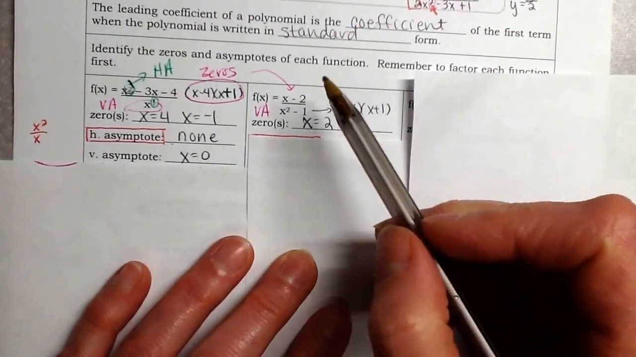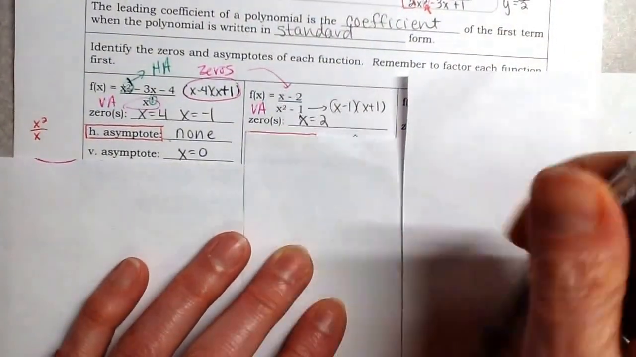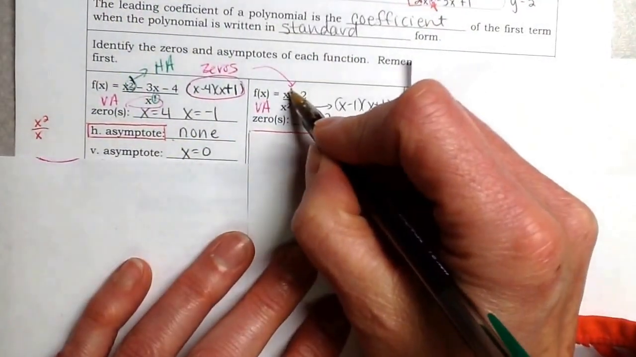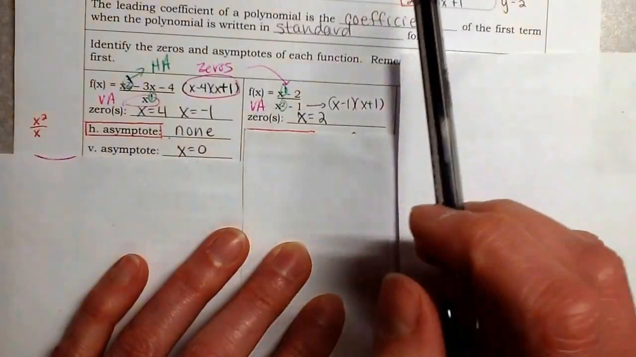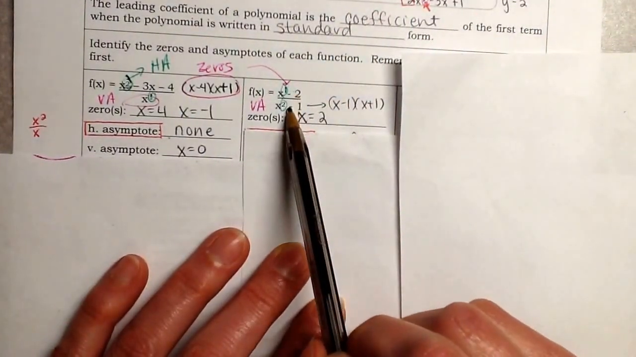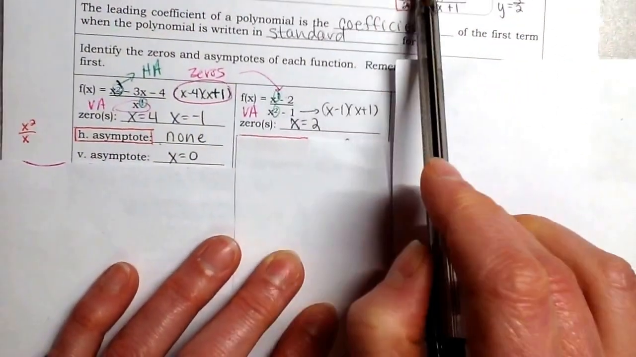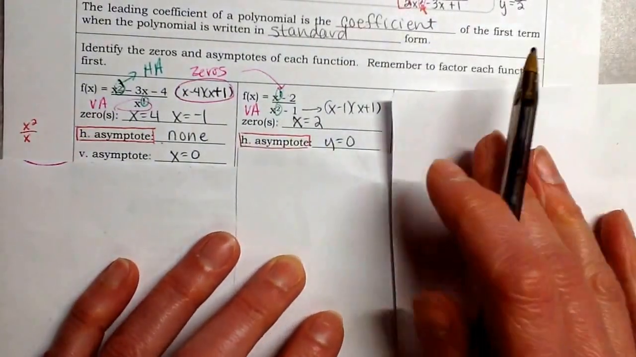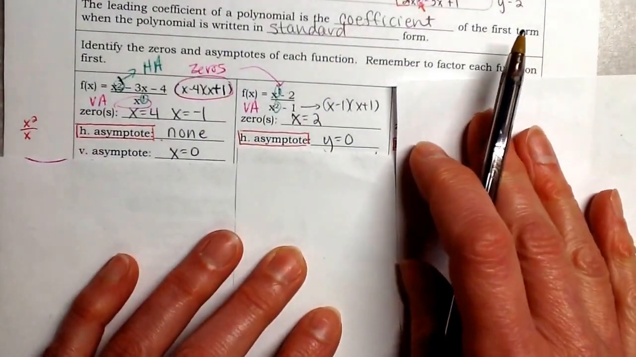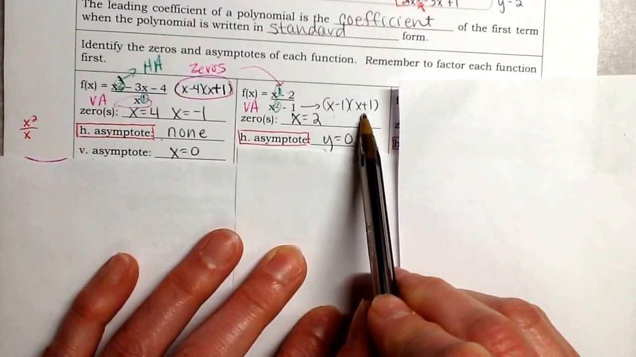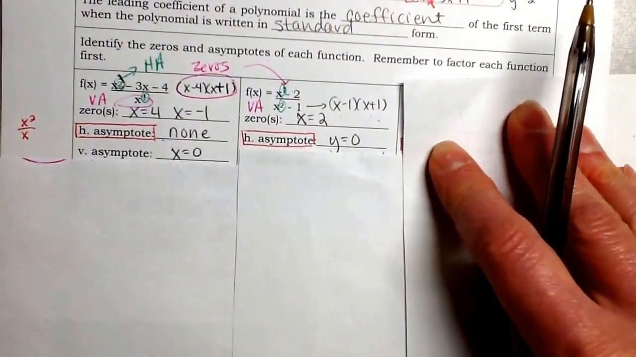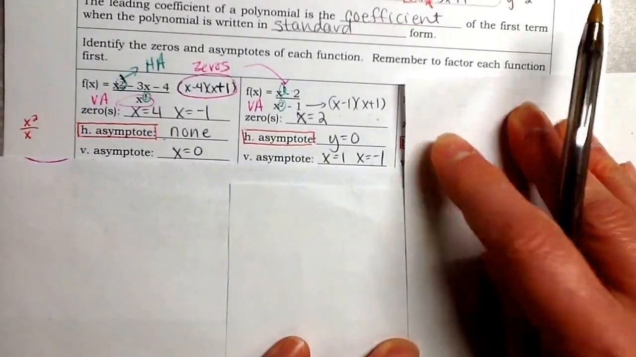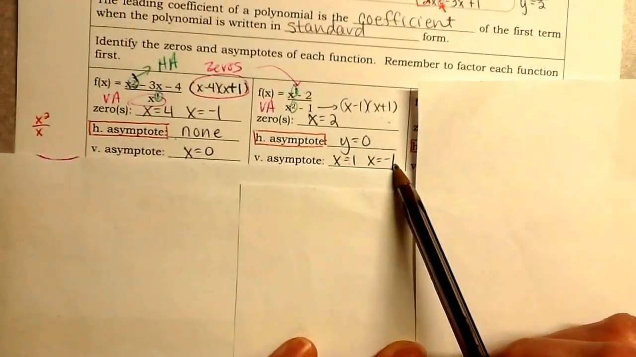Horizontal, we have to look at the degree. The degree here is 1. Degree here is 2. So that means P is less than Q. So P is less than Q, which means our horizontal asymptote is y equals 0. And then we set the denominator equal to 0 because that's where we find our vertical asymptotes. So vertical asymptotes are at x equals 1 and x equals negative 1.